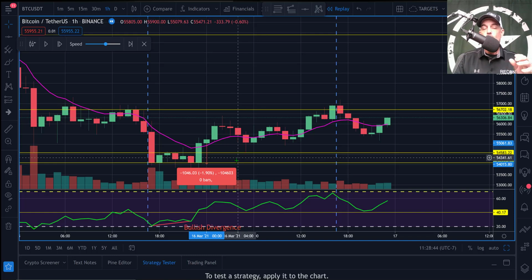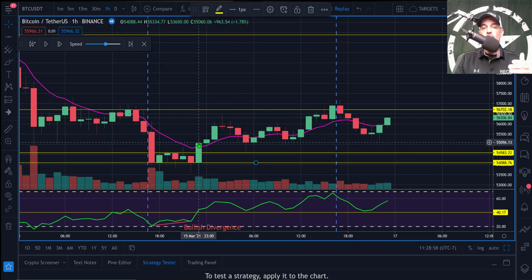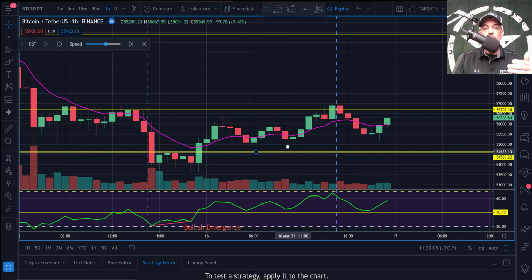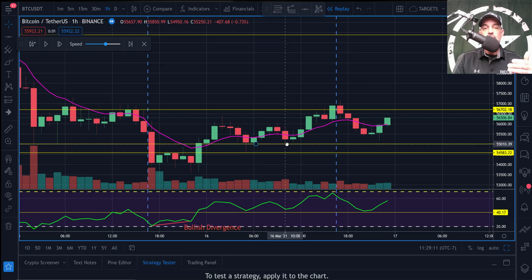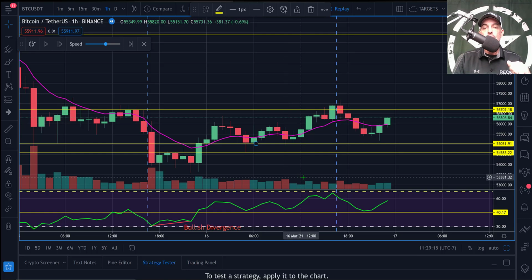reduce our risk, or we could move our stop loss all the way into our entry level, and that would guarantee us profit at least on half of the trade. So that's what I'm actually going to do. In most cases I want to lock in the profit I have captured, so I'll move my stop loss up into our initial entry level.